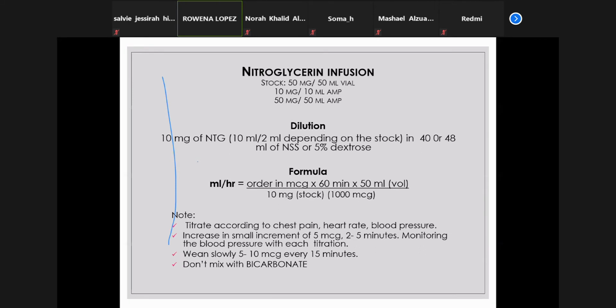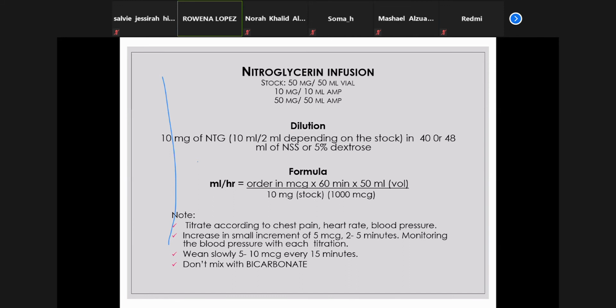It is a high alert medication. So we have the stock of 50 milligrams for 50 ml vial. We also have 10 milligrams per 10 ml ampule, and we also have 50 milligrams per 50 ml ampule. So the usual dilution is 10 milligrams of nitroglycerin, depending on the stock, in 40 or 48 ml of NS or 5% dextrose.